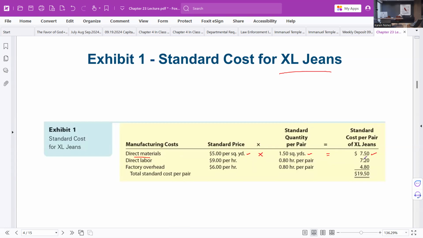And we do the same thing for labor. So one pair of extra large jeans takes exactly 0.8 hours per pair, and the labor costs $9 per hour. So again, put these two components together, and we've got the standard labor cost for a pair of extra large jeans, $7.20.